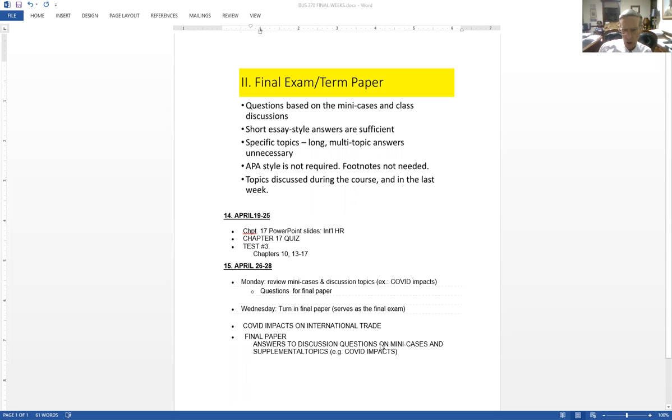specific questions, specific answers. You do not need APA style. You don't have to put the author and the year in parentheses. I know who wrote the textbook, and all you need to answer the question is the textbook and any supplemental material that I have provided you. So you don't need to give me the references, you just need to give me the answers. I'll know whether they're correct or not.